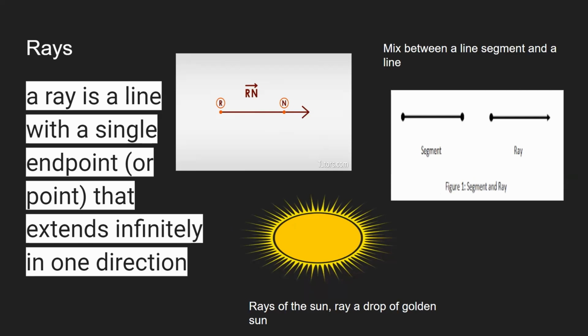We're going to be talking about rays. A ray is a line with a single endpoint, or a point, that extends infinitely in one direction. So it's part of a line, and that's called a ray. At the top, we have the ray RN, or we could represent it as NR with the arrow going the other way. And it's like the rays of the sun, and in The Sound of Music, a ray, a drop of golden sun.